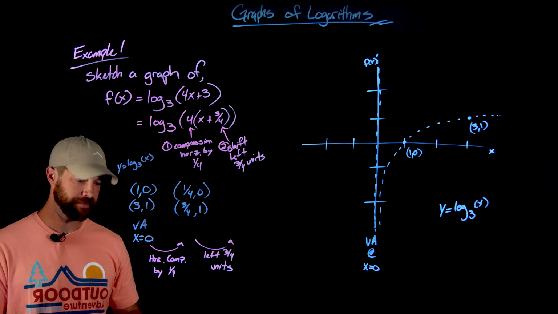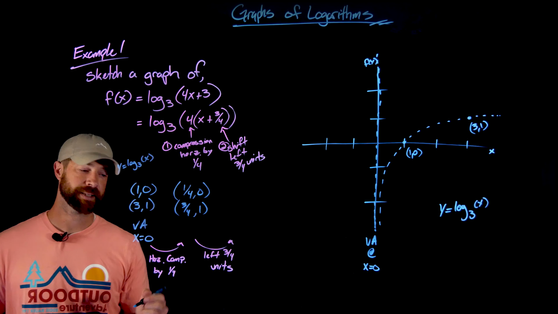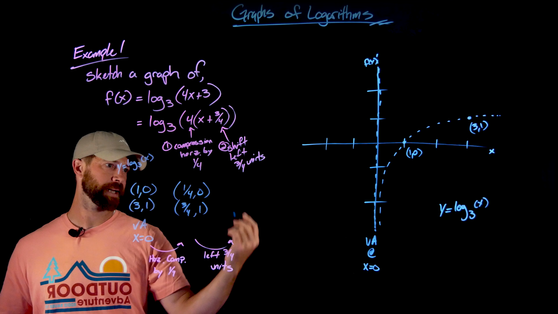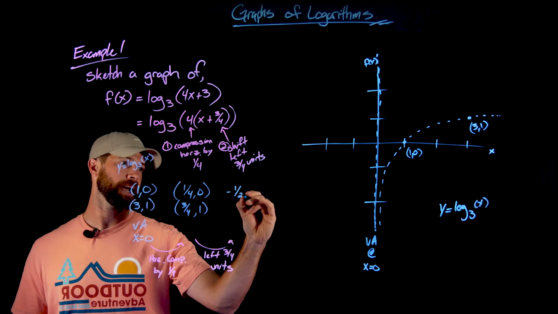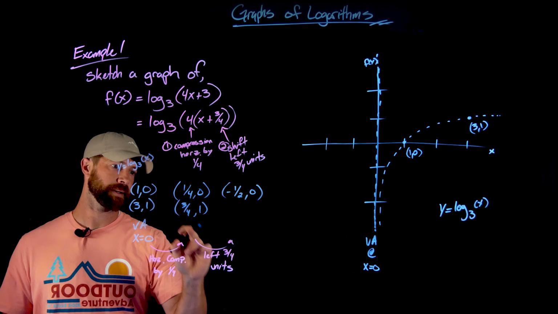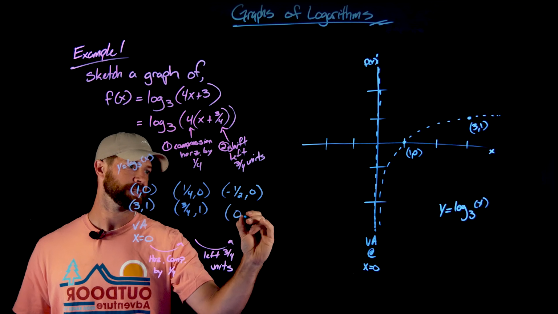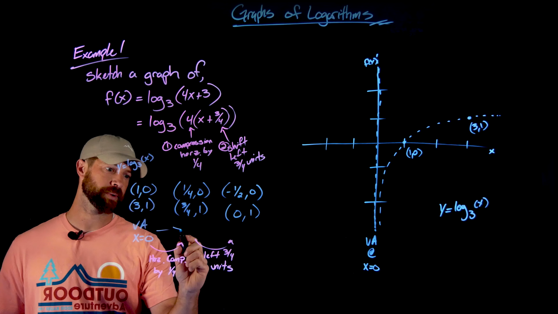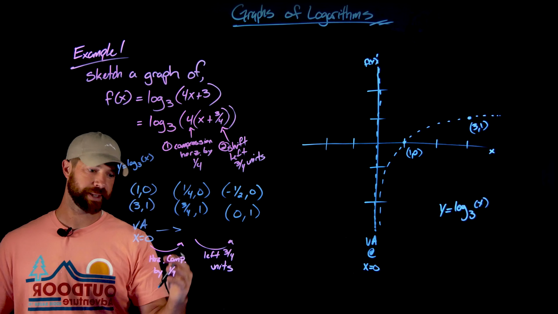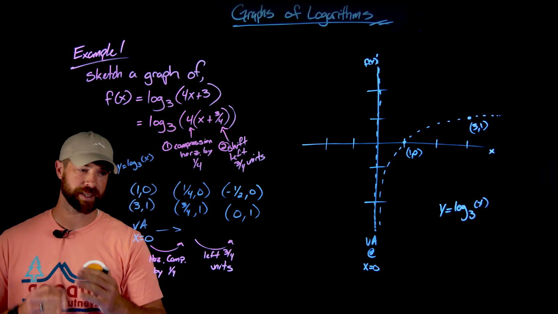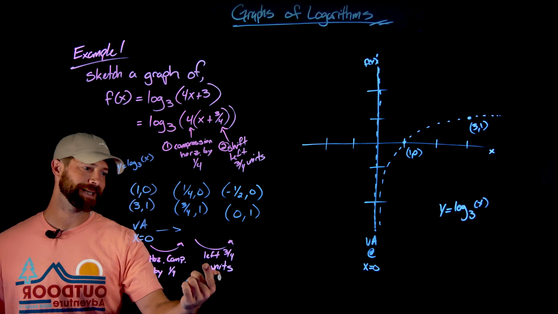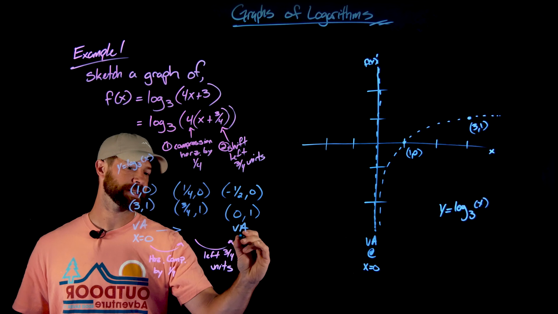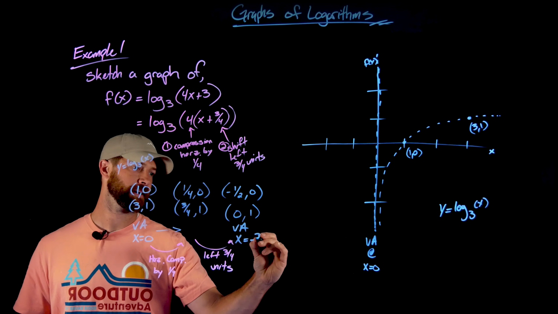And when I subtract 3/4 from both of these x values, 1/4 minus 3/4 gives me negative 1/2, comma 0, and then 3/4 minus 3/4, well that's easy, that's 0, comma 1. And importantly, this horizontal asymptote was the same in this compression because multiplying that by 1/4 does nothing. But importantly, I'm shifting left 3/4 units in this case. So now my vertical asymptote is at x equals negative 3/4.